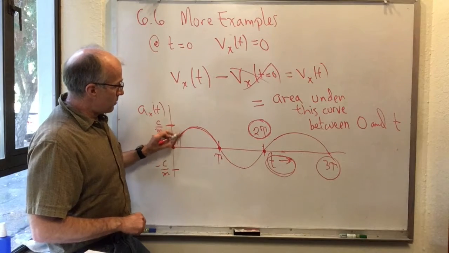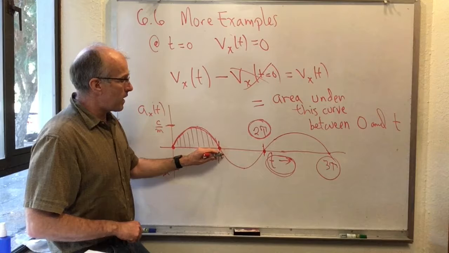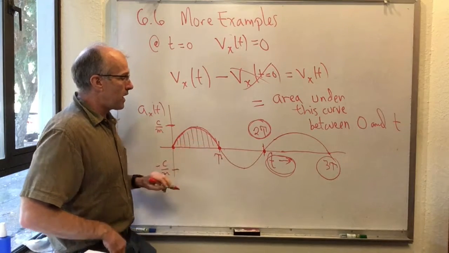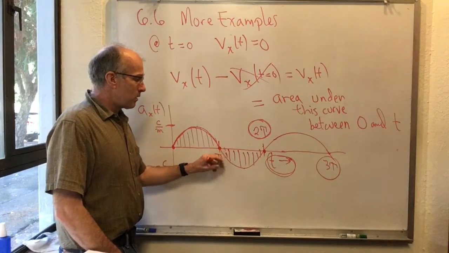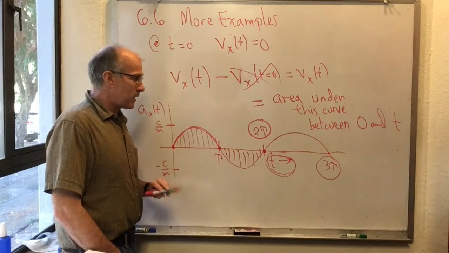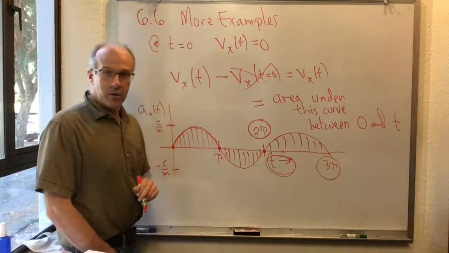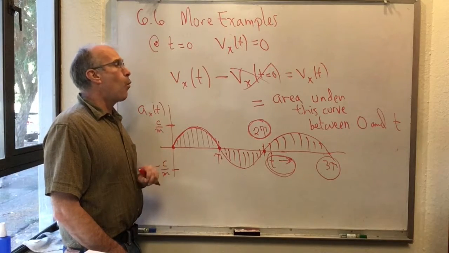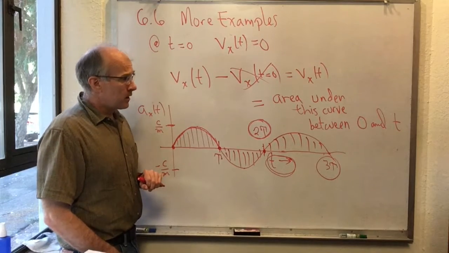And in this zone, the area is building up as time increases, but then because we count acceleration below the x-axis as negative area, here the velocity must be decreasing. And here, in this zone, it's increasing again. It's a very interesting special case which we'll go way deeper into later in the semester. It's called oscillatory motion.